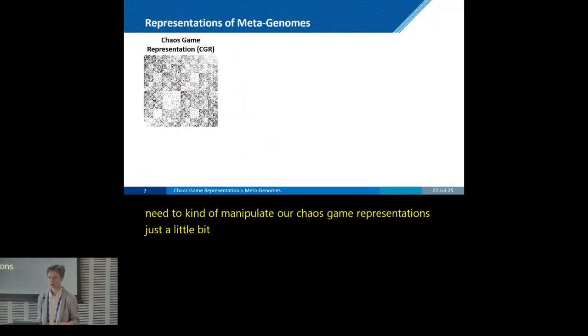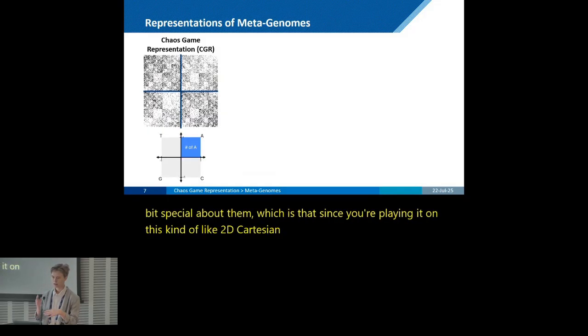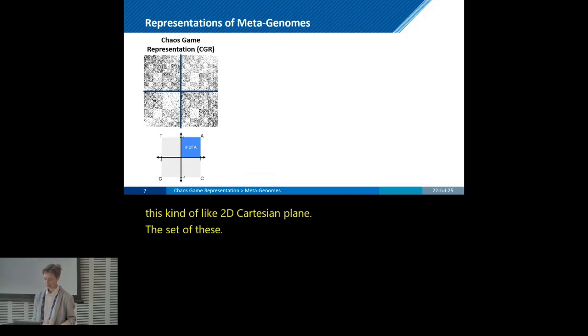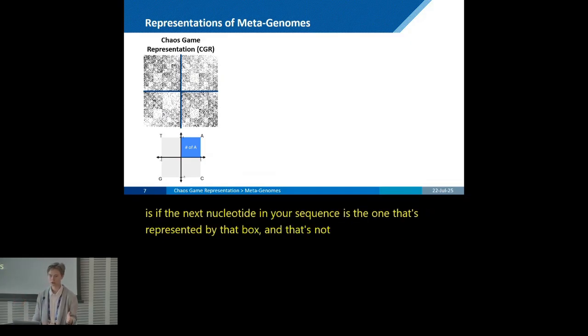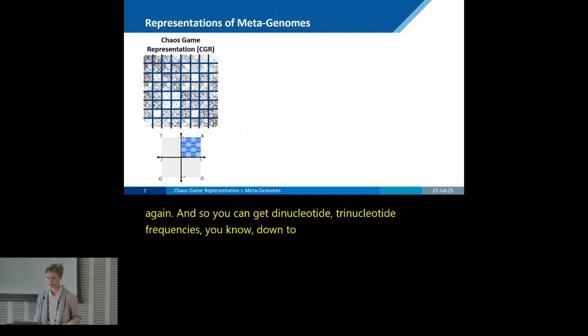And here we can leverage something that's a bit special about them, which is that since you're playing it on this 2D Cartesian plane, the only way that you can get into one of these quadrants is if the next nucleotide in your sequence is the one that's represented by that box. And that's not just for quadrants. You can actually divide this space again, and you can divide it again. And so you can get dinucleotide, trinucleotide frequencies, down to whatever you want. And some people actually even do fractional k-mers, but who knows what that means.